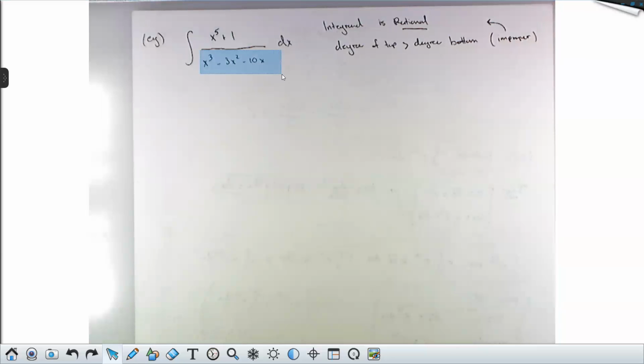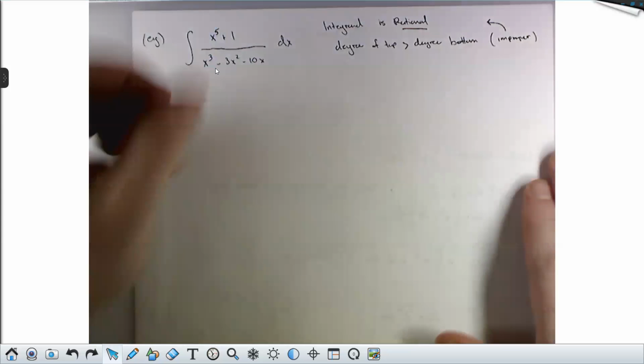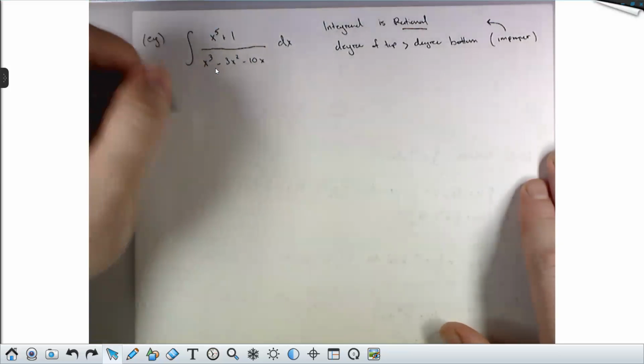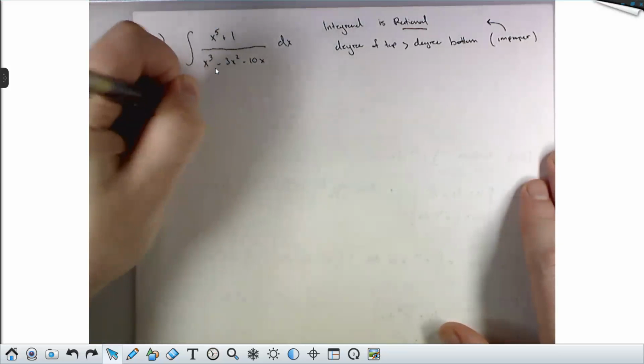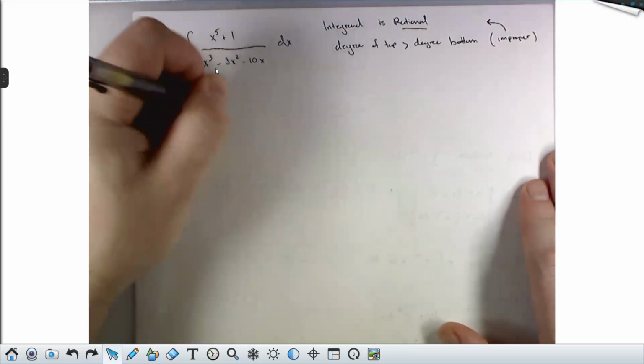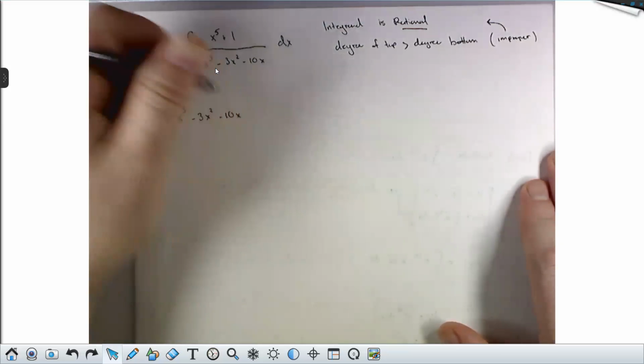So before we start factoring the bottom, which we will want to do if we get around to any partial fraction decomposition, we need to rewrite this as a polynomial plus a proper rational function, because right now it's not proper. The top has a larger degree than the bottom. So we're going to divide the top by the bottom. I've only had a few examples of this, so I think it's a good thing to take a look at it.